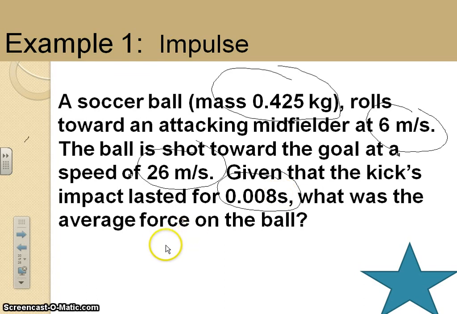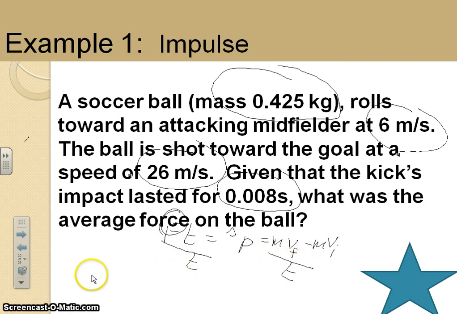Well, we're going to use the momentum impulse theorem that says force times time equals the change in momentum, or mass times velocity final minus mass times the initial velocity. In this case, we're supposed to figure out what is the average force on the ball, and so what we need to do is divide everything by the amount of time involved.